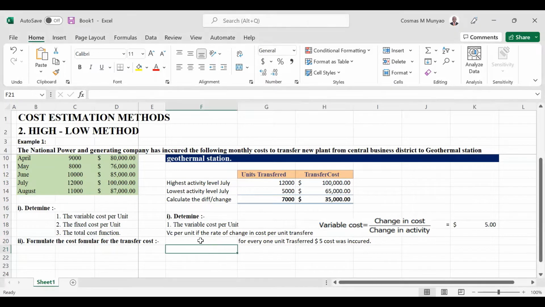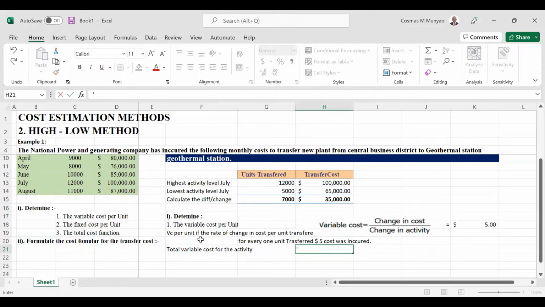We can also calculate total variable costs for the activity, which will be equal to 100.